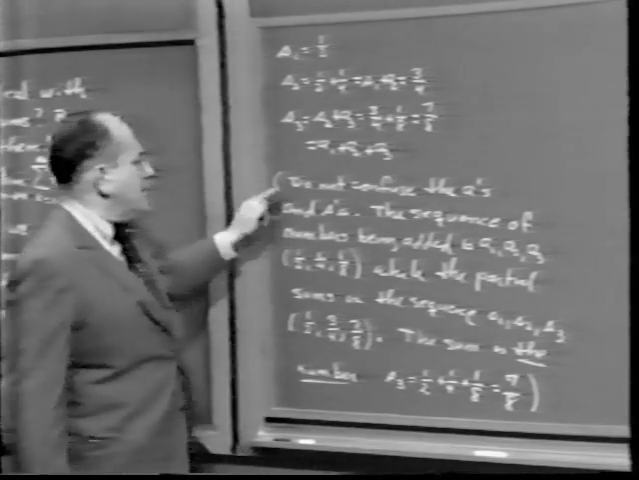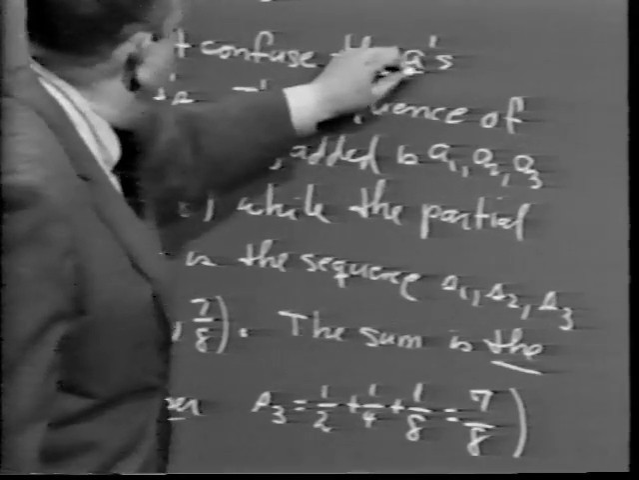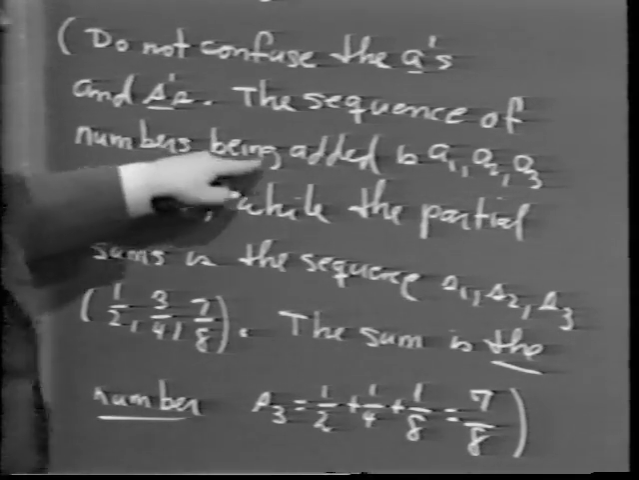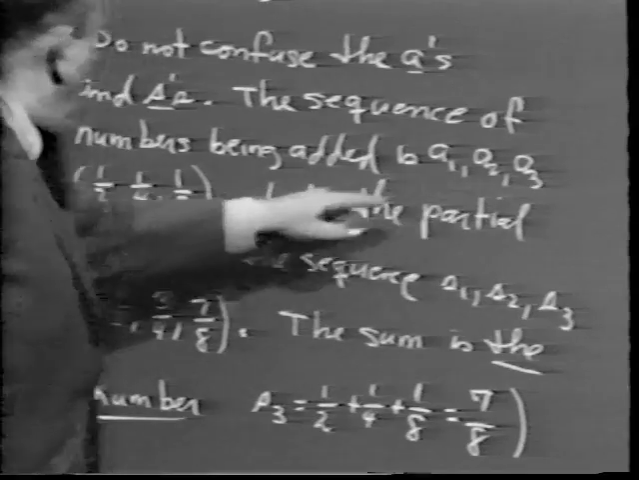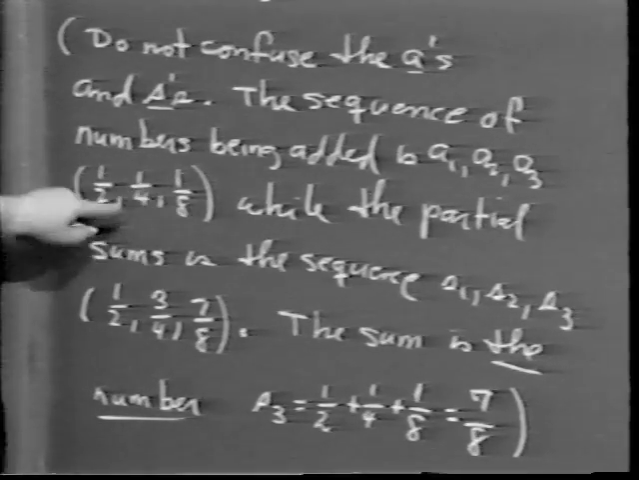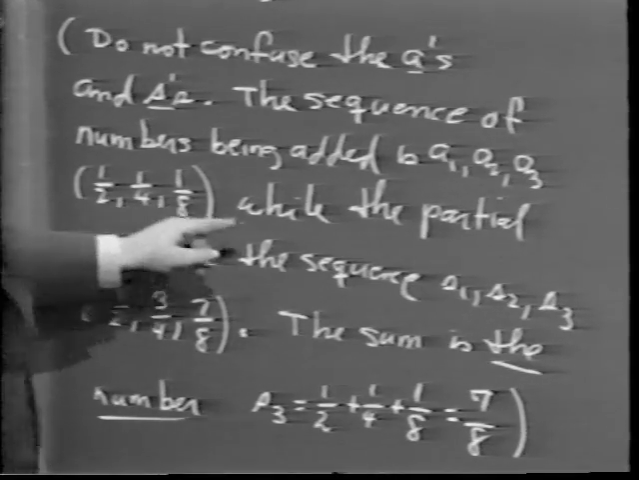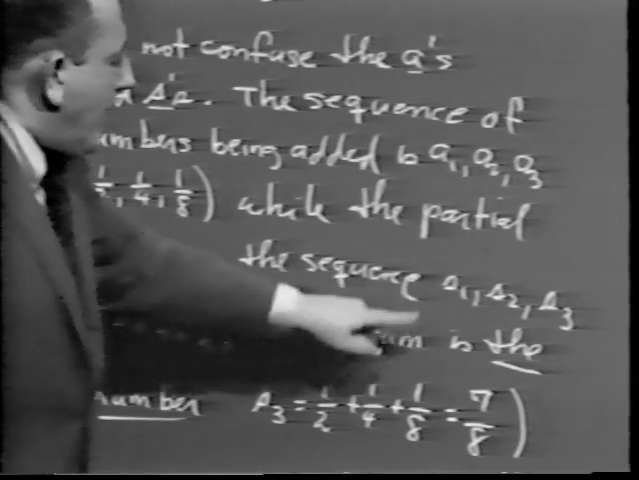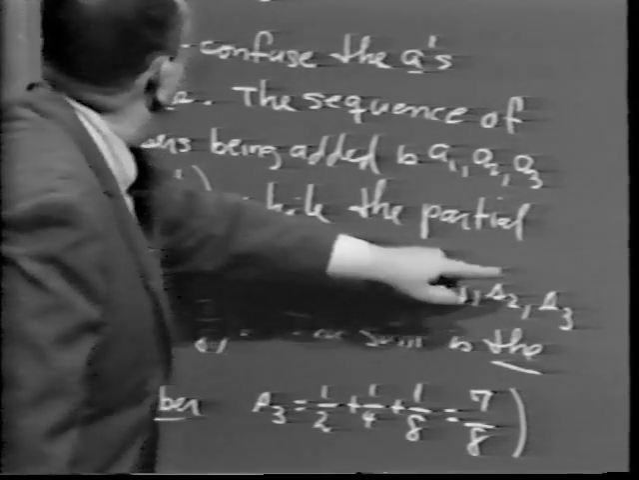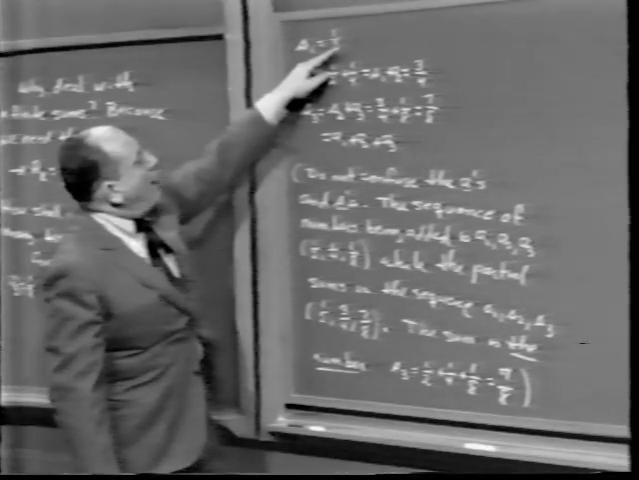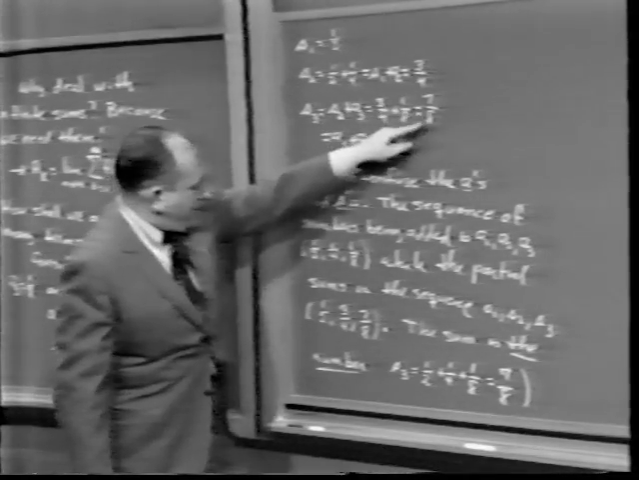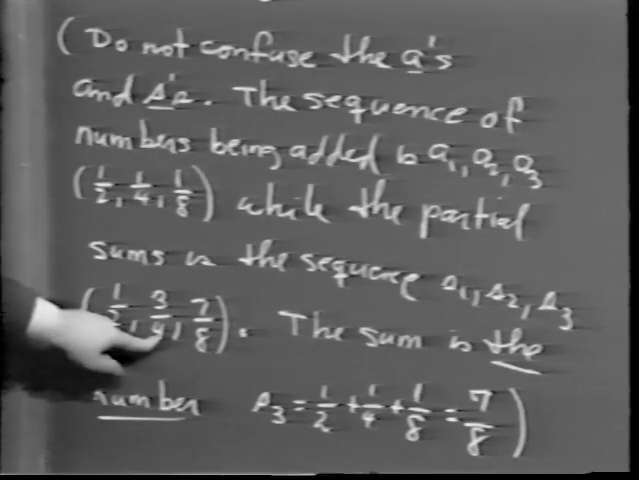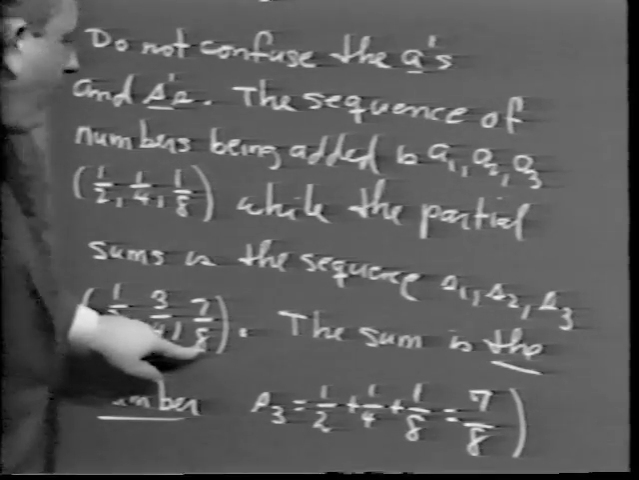In other words, in this particular problem, do not confuse the role of the A's with the role of the S's. Notice that the A's refer to the sequence of numbers being added. In other words, the A's were what? They were a half, a quarter, and an eighth. These were the three numbers being added. Notice that the S's were the partial sums. In other words, the partial sums form the sequence S1, S2, S3, and to refresh your memories on this, that would be the sequence what? A half, 3/4, 7/8. In other words, this was the sum of the first number that you were adding, 3/4 was the sum of the first two, and 7/8 was the sum of all three of them.